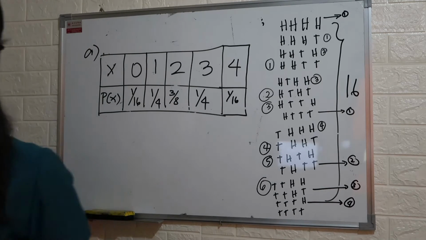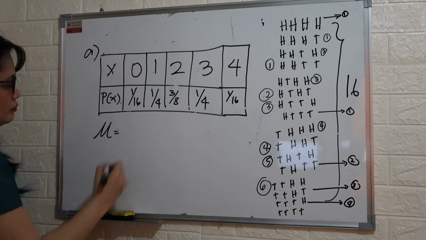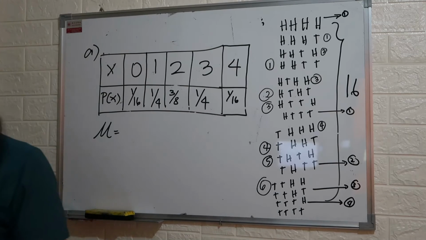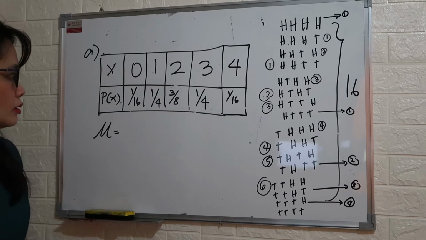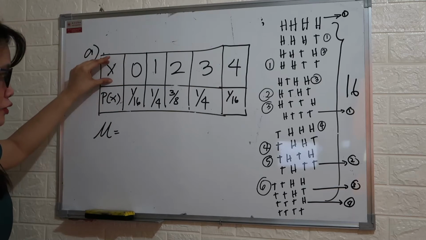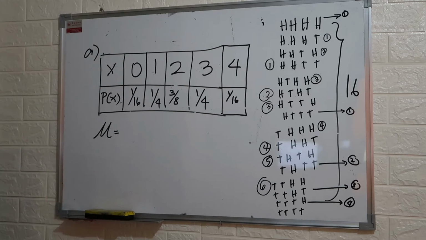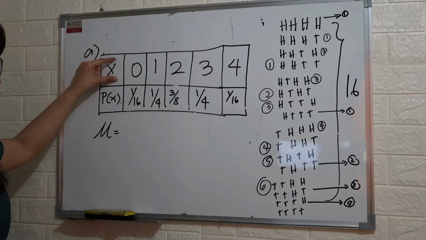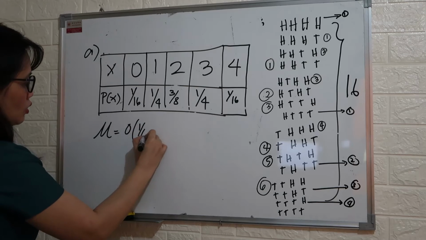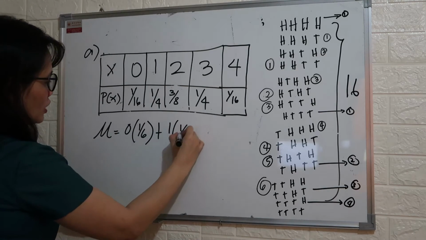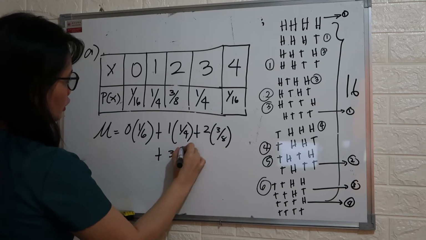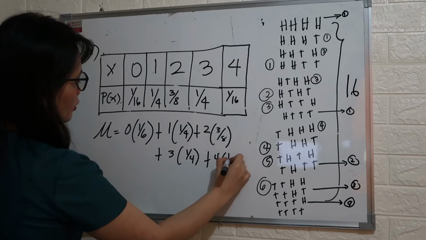Find the mean. So how do we solve for the mean? To solve for the mean, get the product of the value and its corresponding probability. The summation of the product of its value and its corresponding probability. So that will be 0 multiplied by 1/6 plus 1 multiplied by 1/4 plus 2 multiplied by 3/8 plus 3 multiplied by 1/4 plus 4 multiplied by 1/16.